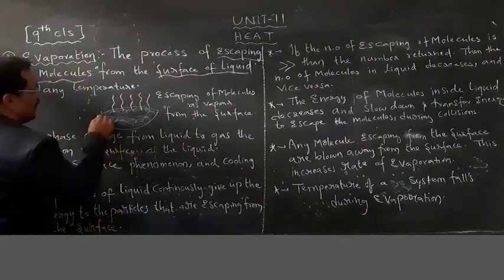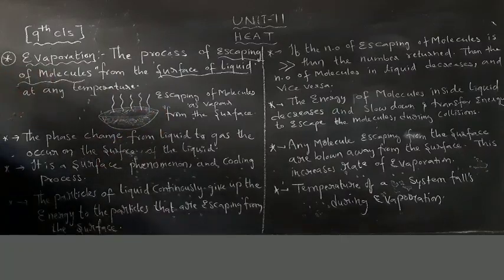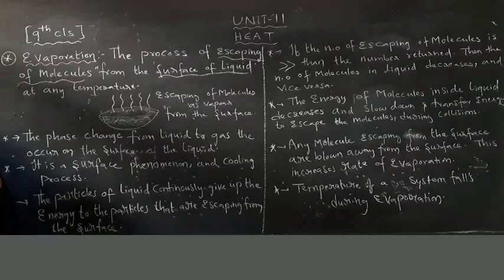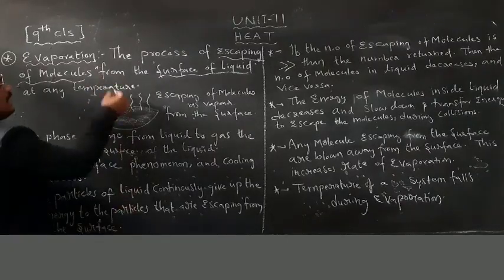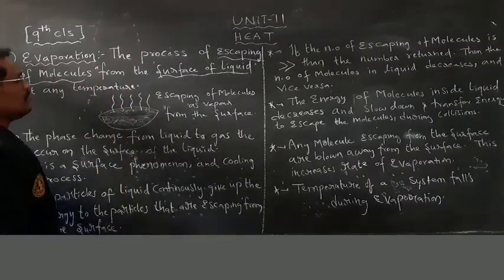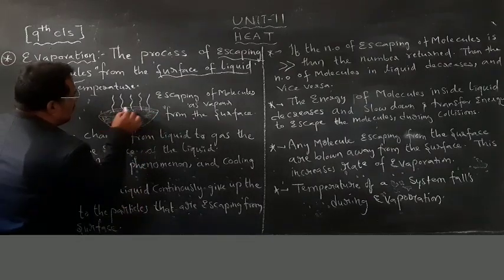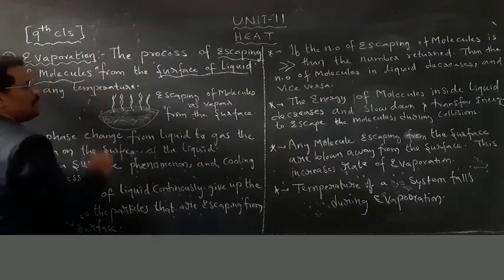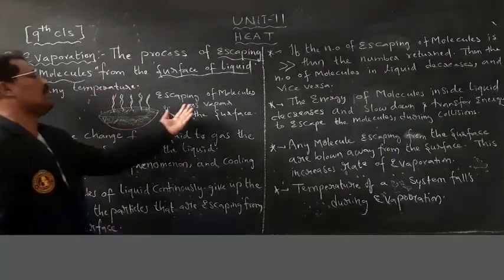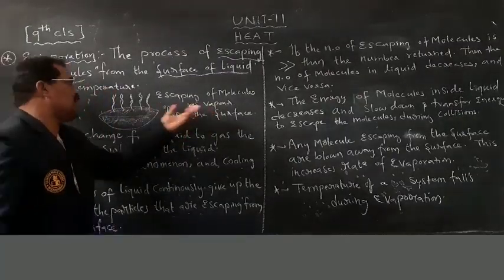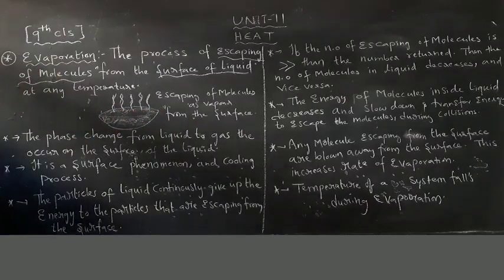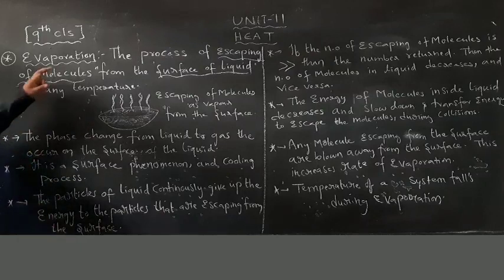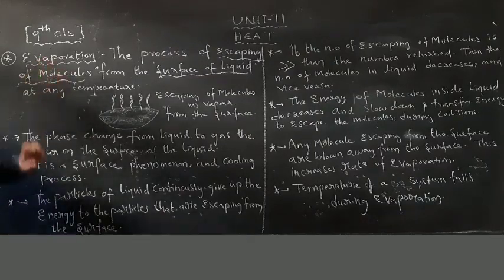For example, I have taken a bowl. Within this bowl, I kept some quantity of liquid. So what happens there? At any temperature, I am keeping it, so from the surface of this liquid, some molecules are escaping in the form of vapor. That escaping of molecules from the surface of a liquid is called evaporation.